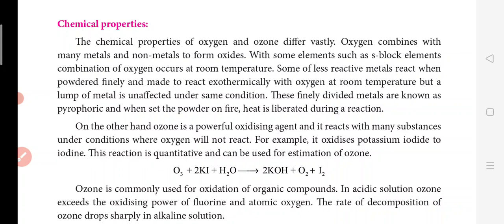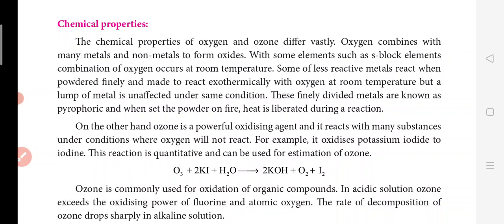Next, moving on to its chemical properties. The chemical properties of oxygen and ozone differ very vastly, so it is entirely different. Oxygen combines with many metals and non-metals to form oxides. With some elements, such as s-block elements, combination of oxygen occurs at room temperature.